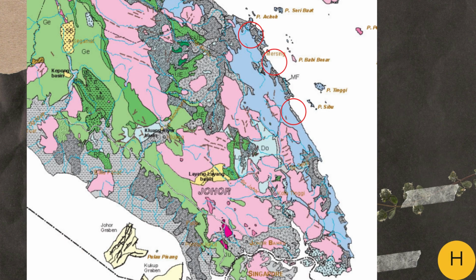This is the geological map of where we went on the trip. We went to Air Hitam and Mersing. At Air Hitam, we went to the site Air Hitam, and for Mersing, we went to Kampung Air Merah, Kampung Tanjung Resang, and Pantai Air Papan.